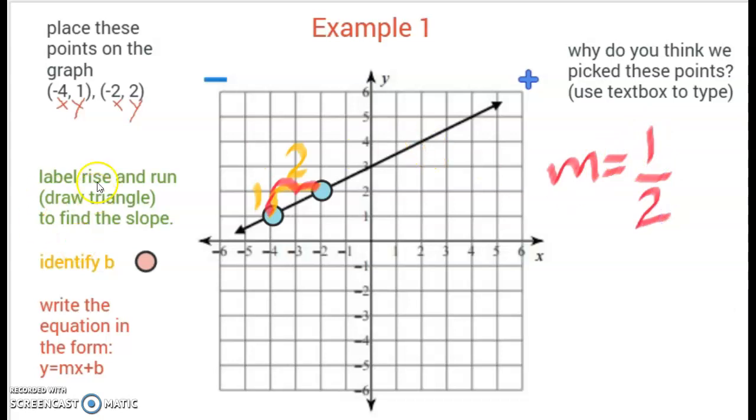Next step tells me to identify my B. Remember, the B is the y-intercept where it's touching the y-axis at 3. So I'm going to label my B equals 3. Once we have our M and our B, we can write our equation. So our equation is y equals 1/2 x plus 3.